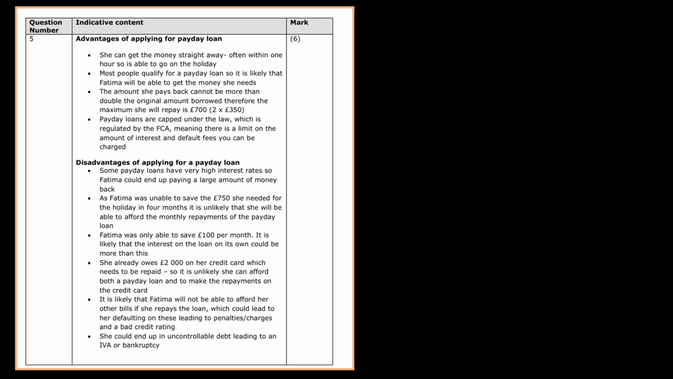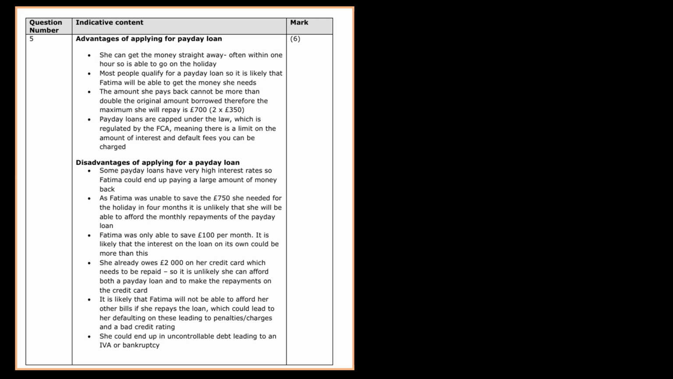So she is able to go on the holiday. Yeah, payday loans. If you're approved for a payday loan, the money normally goes into your bank account within the hour, because they want you to borrow the money, because they want you to pay the interest a few weeks later when you get paid. So yep, that's a valid reason.